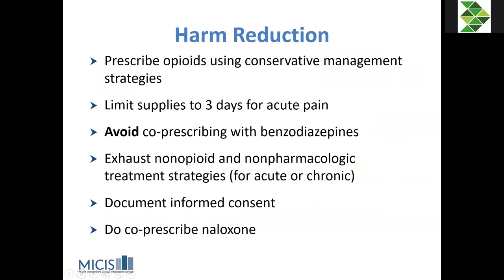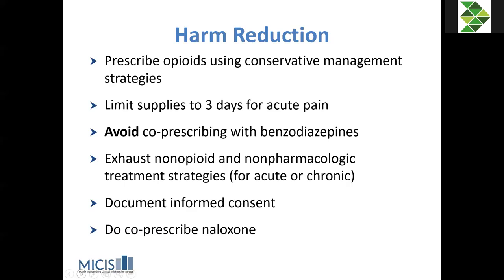So thinking about harm reduction, we are all thinking about now being very conservative in terms of prescribing opioids or not prescribing opioids at all, limiting supplies to 1 to 3 days for acute pain. And that's acute severe post-operative surgical pain, right? For acute mild to moderate pain, not even using opioids. We also want to think about benzodiazepines, and I'll put in a plug for our webinar in November where we're going to talk about co-prescribing with benzodiazepines. That will be a repeat with improvements from a 2018 webinar.